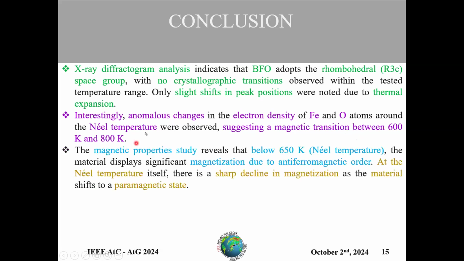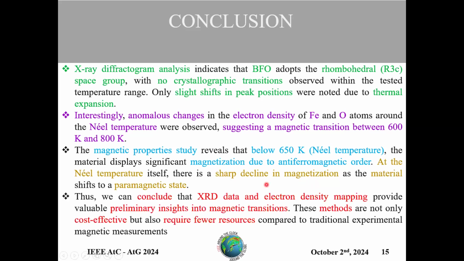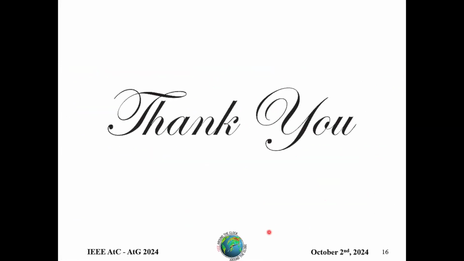which was then confirmed by the magnetic study that showed that below 650 Kelvin, there was a significant magnetization due to the antiferromagnetic order, but at the Néel temperature and above that temperature, there's a sharp decline in the magnetization and susceptibility as the material changes from antiferromagnetic to paramagnetic. In conclusion, we can say that X-ray data and electron density map can provide a preliminary insight into the magnetic transitions. And X-ray data measurement methods are not only cost-effective, but they also require fewer resources compared to the traditional experimental magnetic measurements. Thank you for your attention.